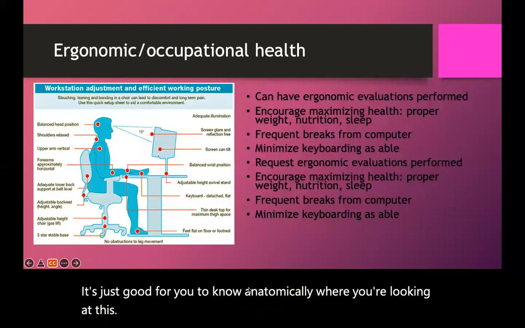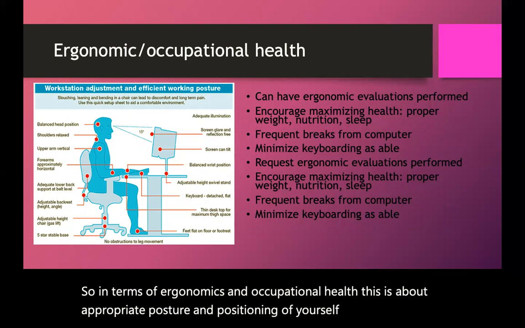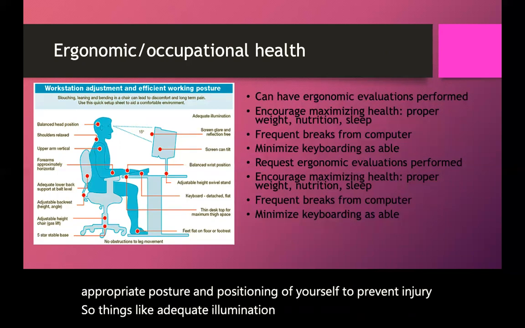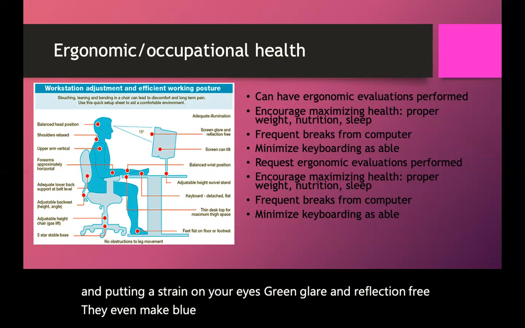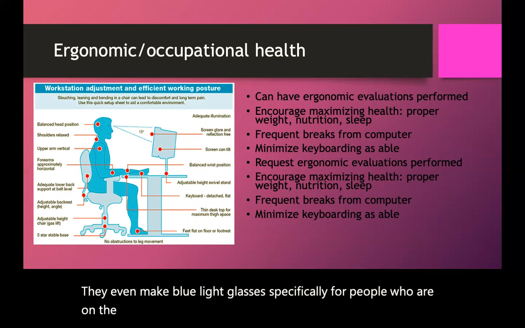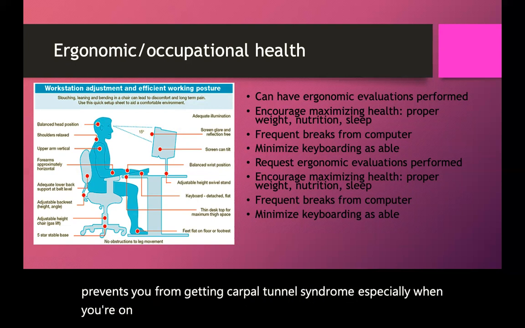Okay, so in terms of ergonomics and occupational health, this is about appropriate posture and positioning of yourself to prevent injury. So things like adequate illumination, so your eyes aren't squinting and putting a strain on your eyes, screen glare and reflection free. They even make blue light glasses specifically for people who are on the computer a lot. Balanced wrist position, what does that do? It prevents you from getting carpal tunnel syndrome, especially when you're on the computer all day, every day.